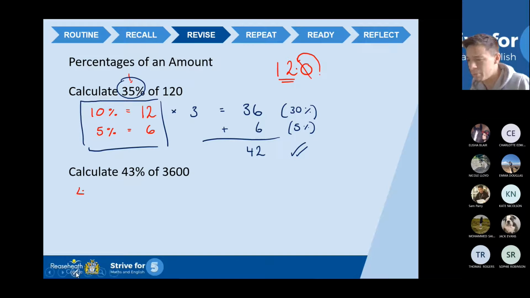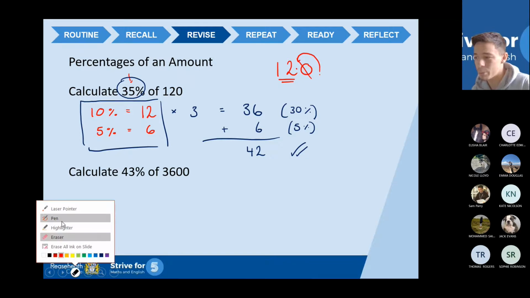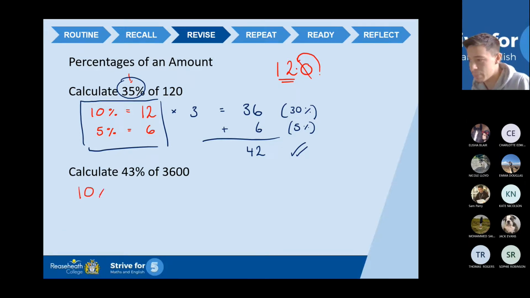Well, what am I doing? Why have I put them before that? I've already got the question on the screen. Okay, 10%. Always start with your 10%. So 10%, once again, move the decimal point one place in, crossing off that 0.